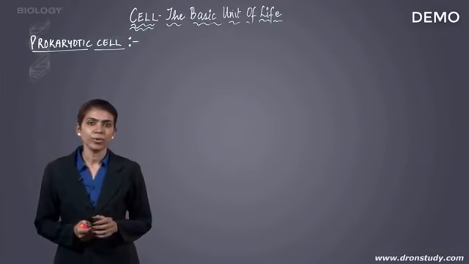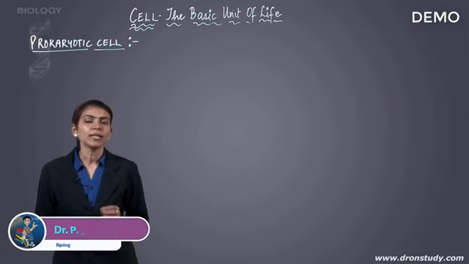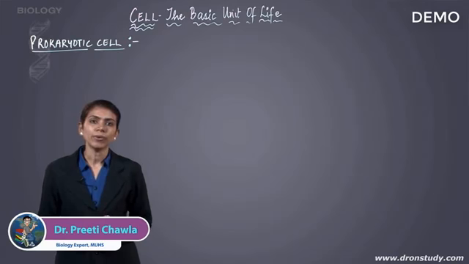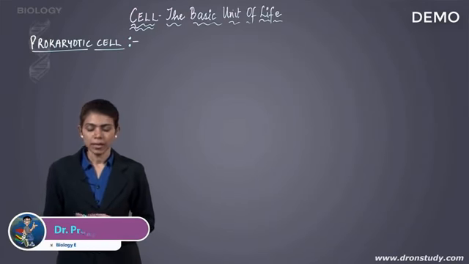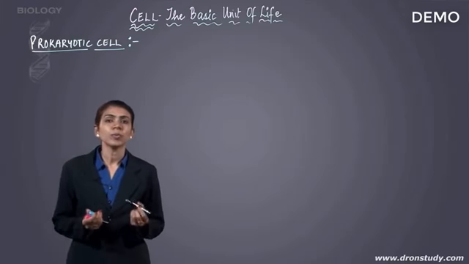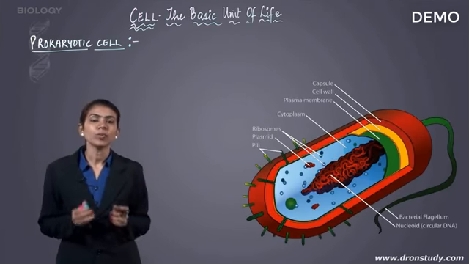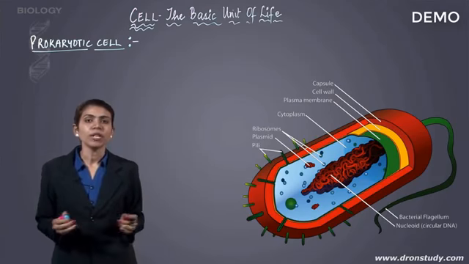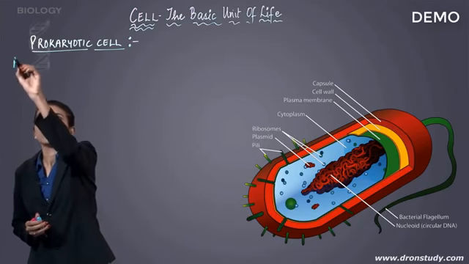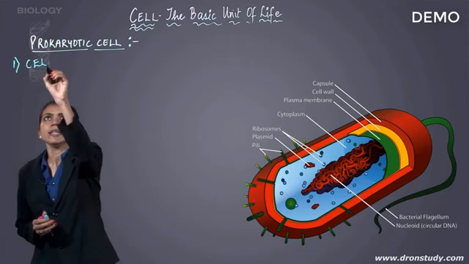Studying the structure of a prokaryotic cell, we know that in a prokaryotic cell there are no membrane-bound organelles. The organelles in the cell are not bound by membrane. So the first structure in the prokaryotic cell is the cell wall. As we can see, the cell envelope is the outermost covering of the cell. So the first is the cell envelope.